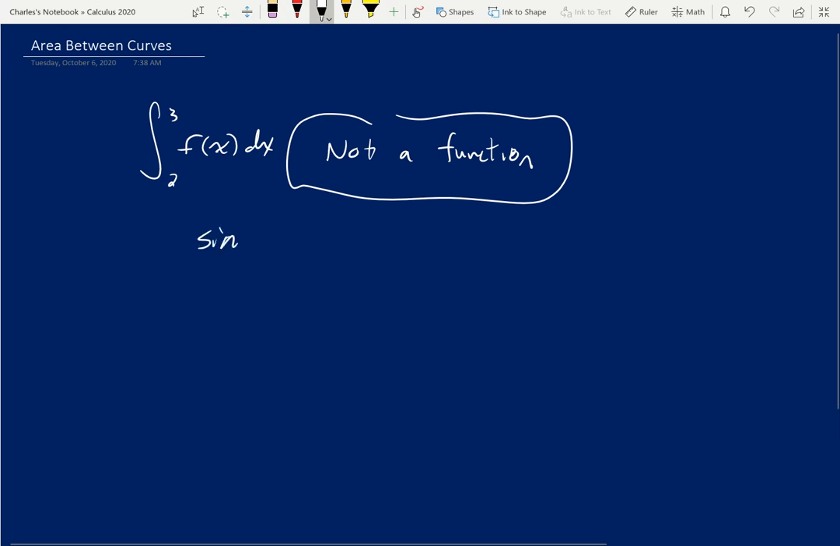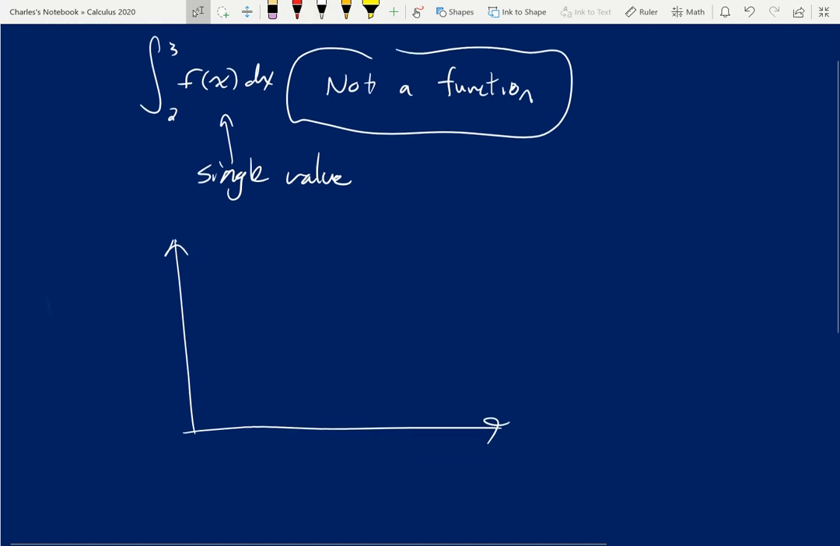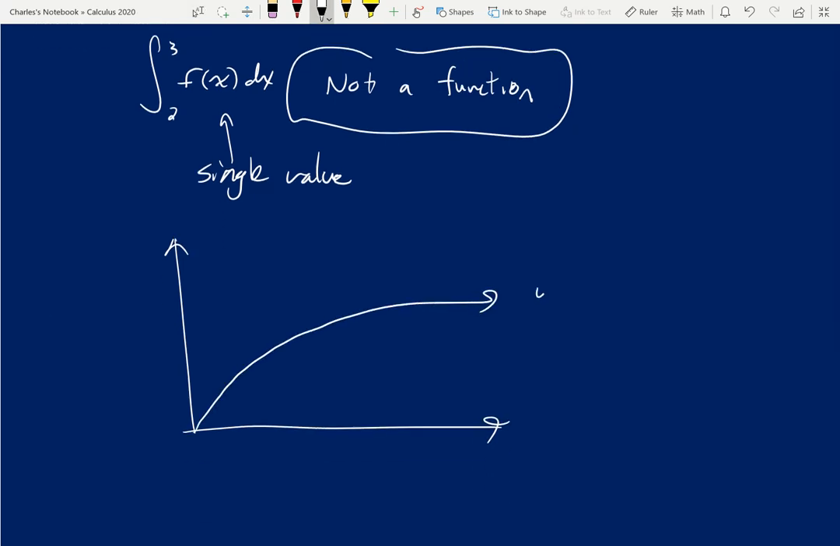This is a single value. And what it equals is, if I take a function, let's use y is equal to the square root of x, and I go from 2 on the x-axis to 3 on the y-axis, one way to think of it is it equals this whole area here.